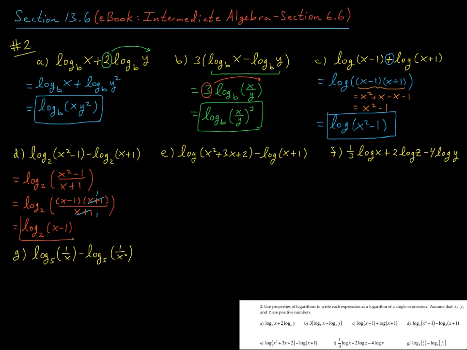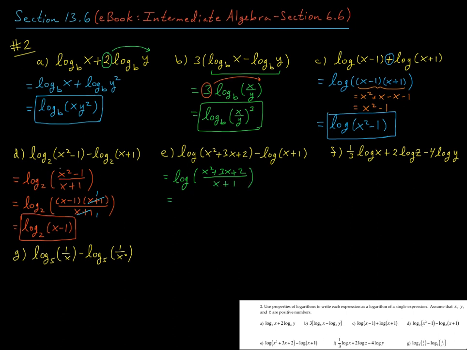And there we have it. All right. Part E, again, it's a difference of logarithms. So let's go ahead and start by using quotient to difference. So this would be log of, so this x squared plus 3x plus 2, that's going to be our numerator. And then we're going to divide that by the x plus 1.